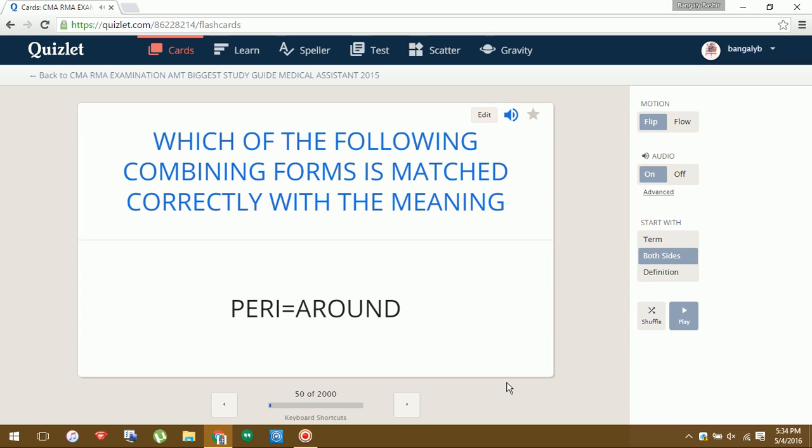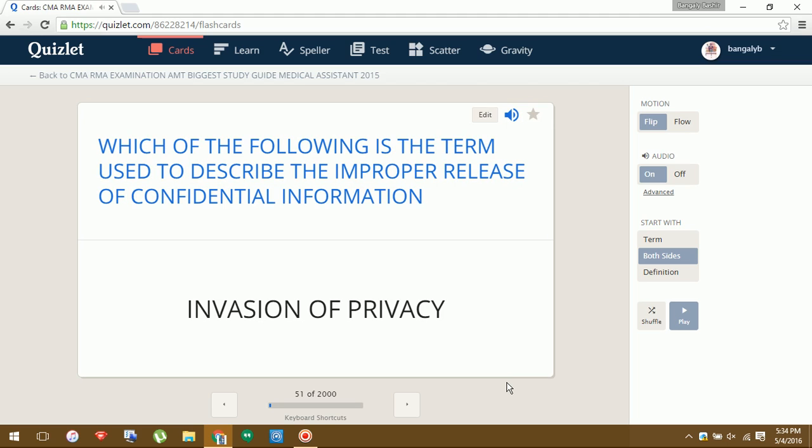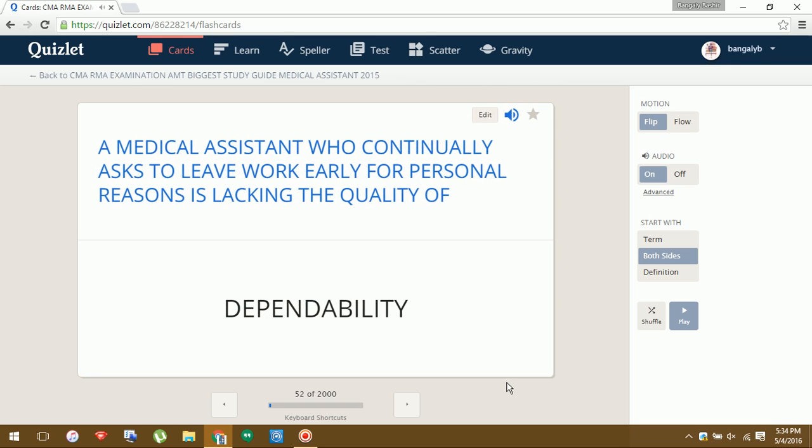Which of the following combining forms is matched correctly with the meaning? Peri equals around. Which of the following is a term used to describe the improper release of confidential information? Invasion of privacy. A medical assistant who continually asks to leave work early for personal reasons is lacking the quality of dependability.